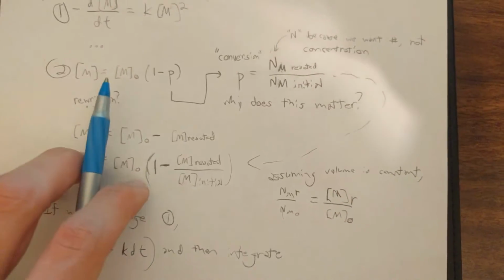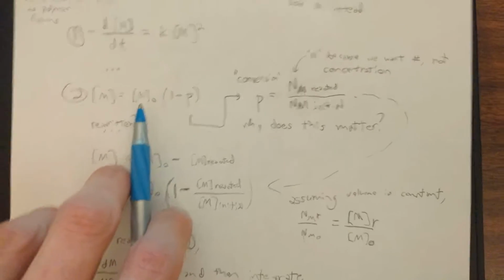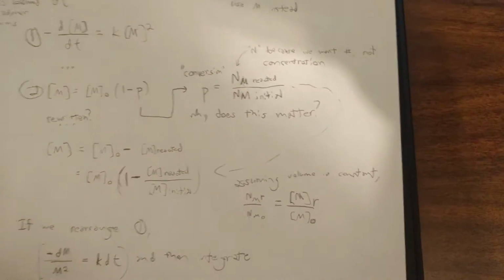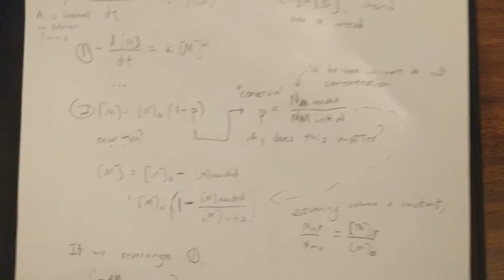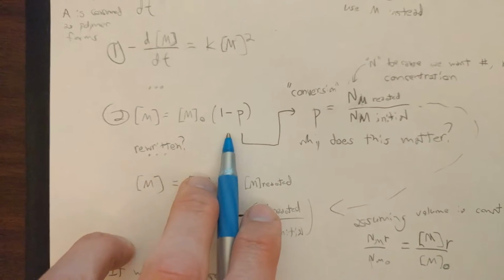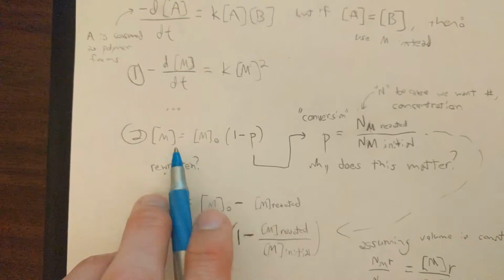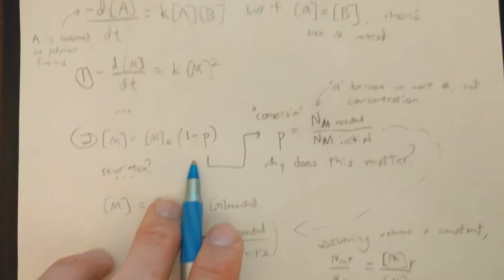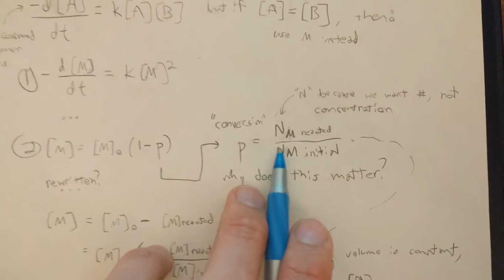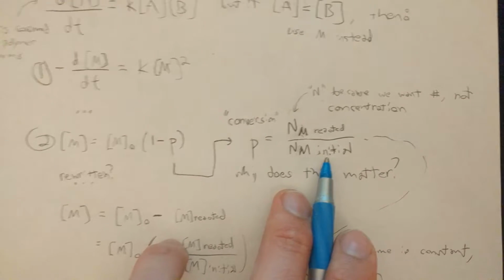The next piece of the puzzle for me to figure out in getting to the standard integrated rate equation was the conversion equation. So when I first looked at this equation, equation 2, I didn't know what P was, and I didn't know how they got to this equation, right? Now, P is just the conversion, and that's the number of reacted monomer divided by the number of initial monomer.